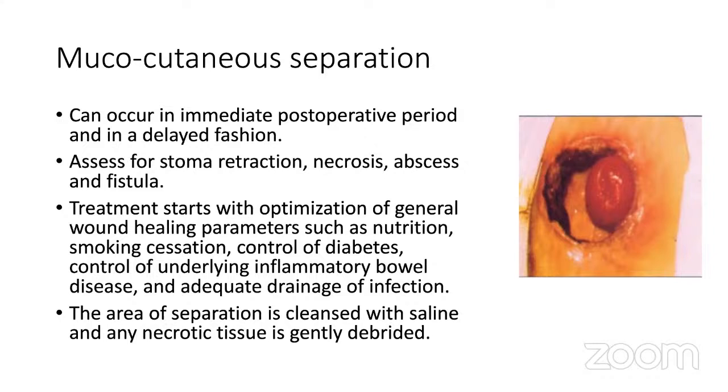Control of diabetes, control of underlying inflammatory bowel disease and adequate drainage of infection are needed. The area of separation is cleansed with saline and any necrotic tissue can be gently debrided. We should not go for extensive debridement in these cases, otherwise it will cause retraction.